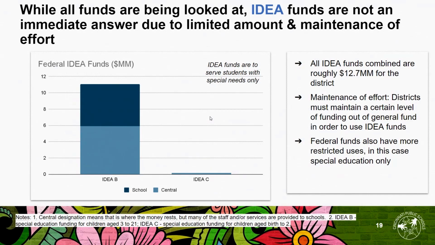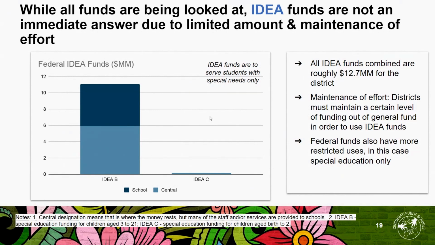That means if we've been paying, for example, $3 million to support students with disabilities out of the general fund, we can't simply say we can't afford that anymore. We're going to stop doing it. We're just going to use our IDEA funds. We would no longer be maintaining our effort, and that could put our IDEA funds in jeopardy. The federal government could actually penalize us or take some of that funding away.